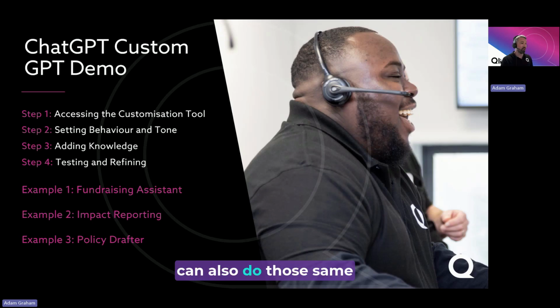And you can also do those same custom GPTs in Microsoft Copilot. So in Microsoft Copilot, they call them Copilot agents, and you build them in Copilot Studio. It's again very much the same. There's no code. You just type in what you want it to do and how you want it to do it, and it will do it for you. Really simple to do and easy to get started with.